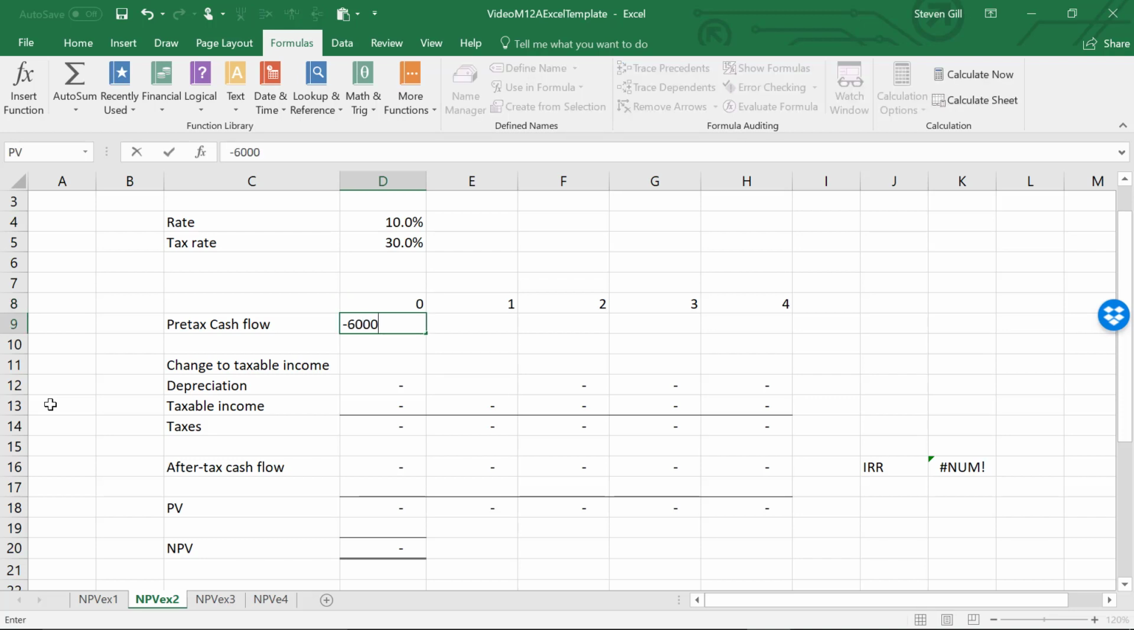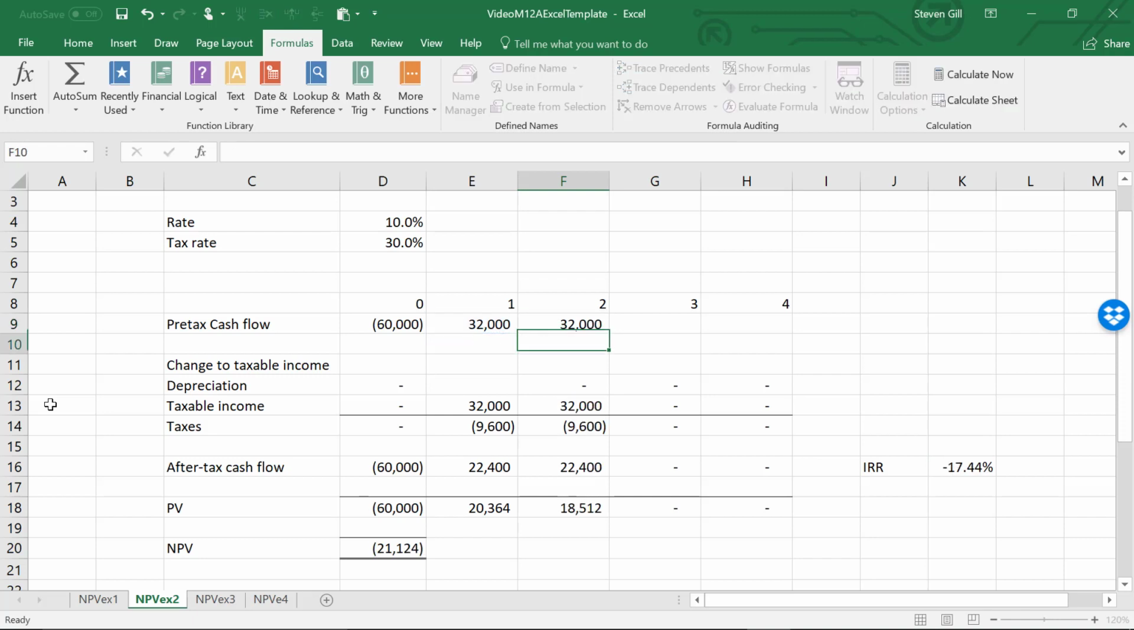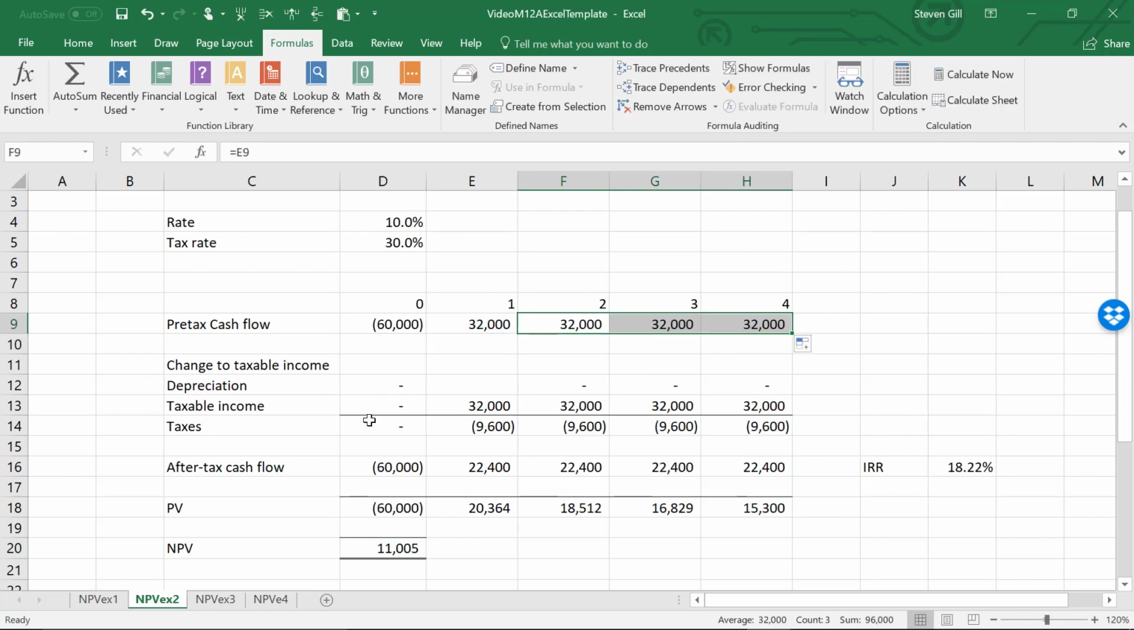So the initial cash outflow is $60,000. Then I have a series of equal $32,000 payments that occur each year. But I need to consider the tax effects. One of the things that's going to occur is I now have depreciation that I need to consider. Depreciation is a non-cash tax deduction, and I'm using a straight line method.